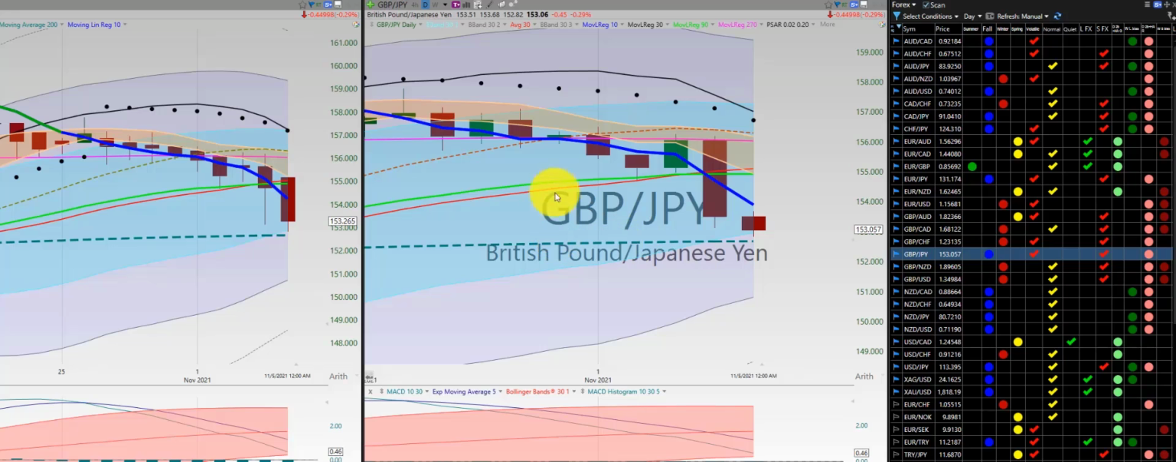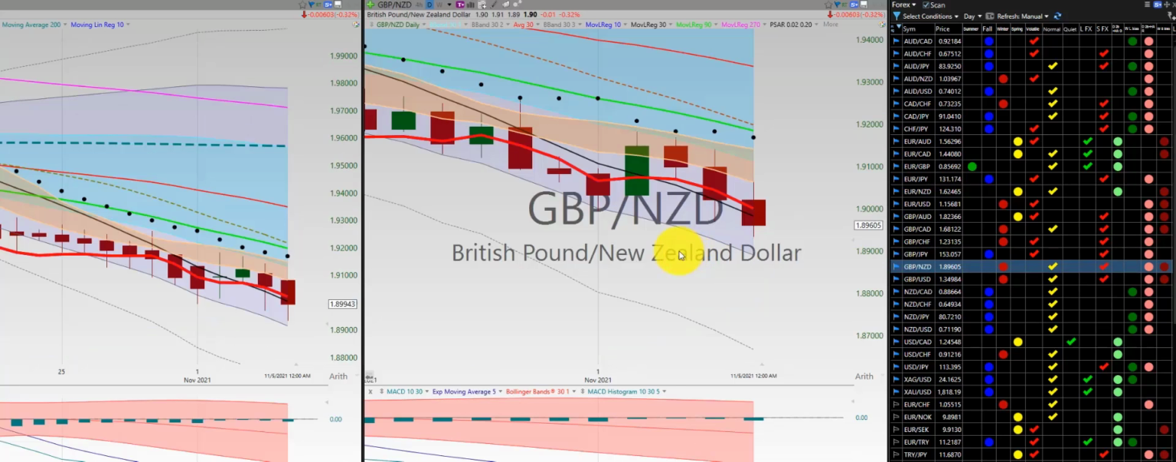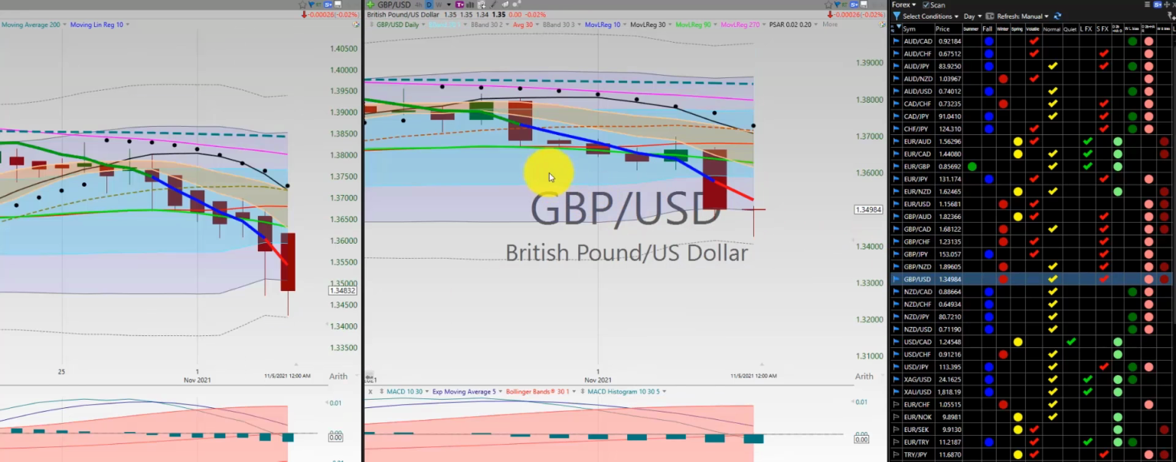British pound, Japanese yen, initial trade here, out for a 1-2 at the RL90. No trade here, initial trade here, out for a nice gain for a 1-2 on Friday. British pound, New Zealand dollar, a nice 1-2-3 punch out, and initial trade here, out for a loss, and no trade the rest of the week.